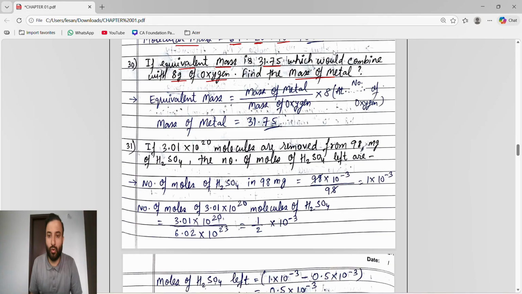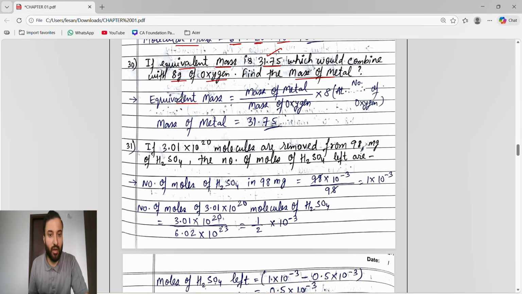Here guys, we don't know which valent metal it is. Bivalent, trivalent, we don't know because we only have the equivalent mass. If they mention bivalent metal or trivalent metal, from there we know the valency. So directly we multiply equivalent mass into valency and we get the mass of metal. But here we don't have a valency, so which formula will we use? We will use this formula.